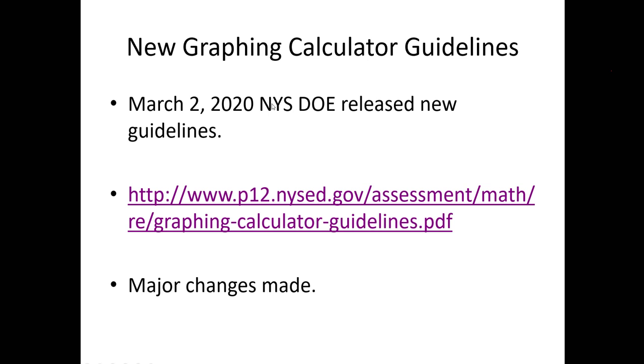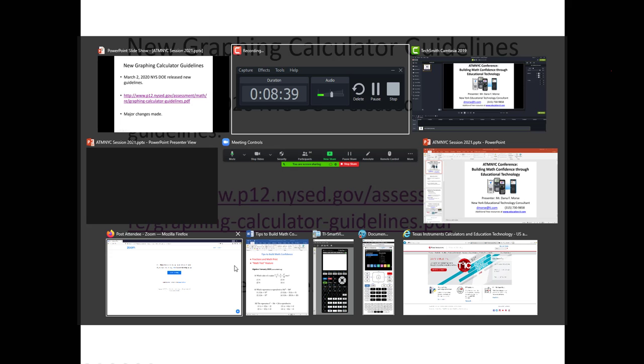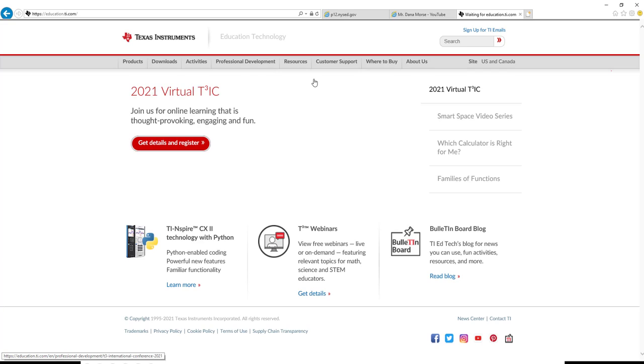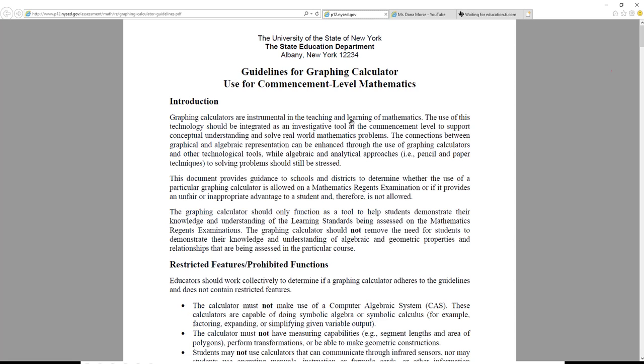So, new graphing calculator guidelines. This section is more for New Yorkers. March 2nd, 2020, New York State Department of Ed released new guidelines for the calculators. And it's earth-shattering in many ways what changed. I'm going to jump to that right now, the new graphing calculator guidelines.